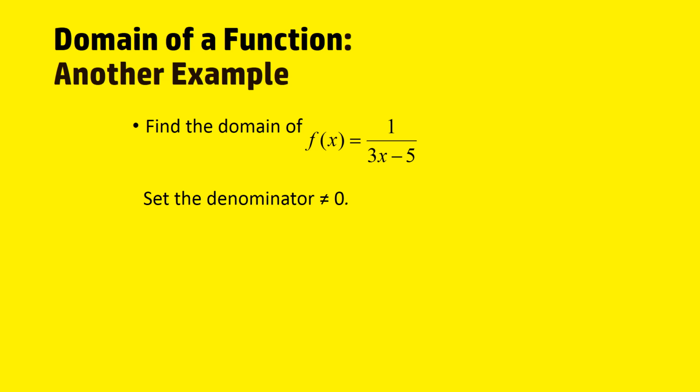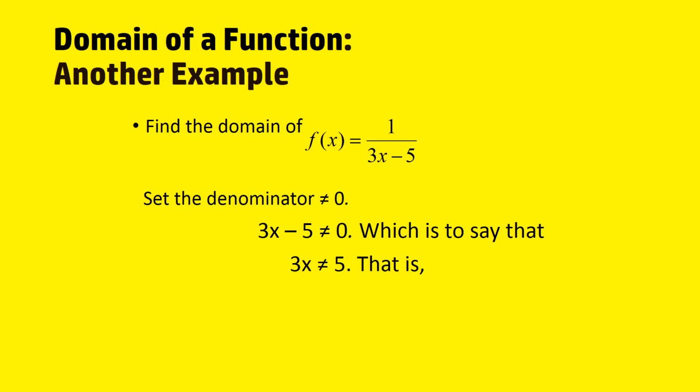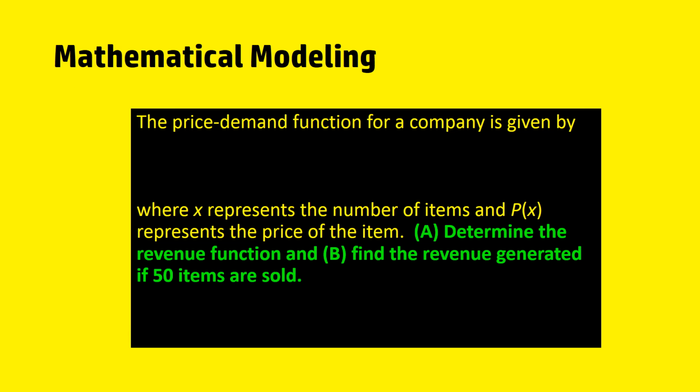Okay, so we're going to set the denominator not equal to 0. So 3x minus 5, which is the denominator, not equal to 0, which is to say that 3x can't be 5. That is, x can't be 5/3. So the domain is going to be anything except 5/3. Set of all x such that x is not equal to 5/3.